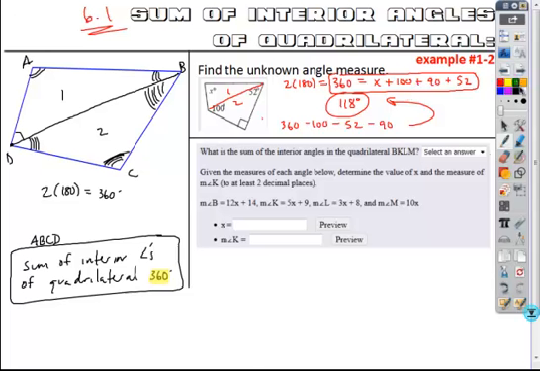The next problem is set up in a way where it tells you the given angle measures for quadrilateral BKLM. So if you labeled that BKLM, again in consecutive order, either clockwise or counterclockwise, your measurements are here.